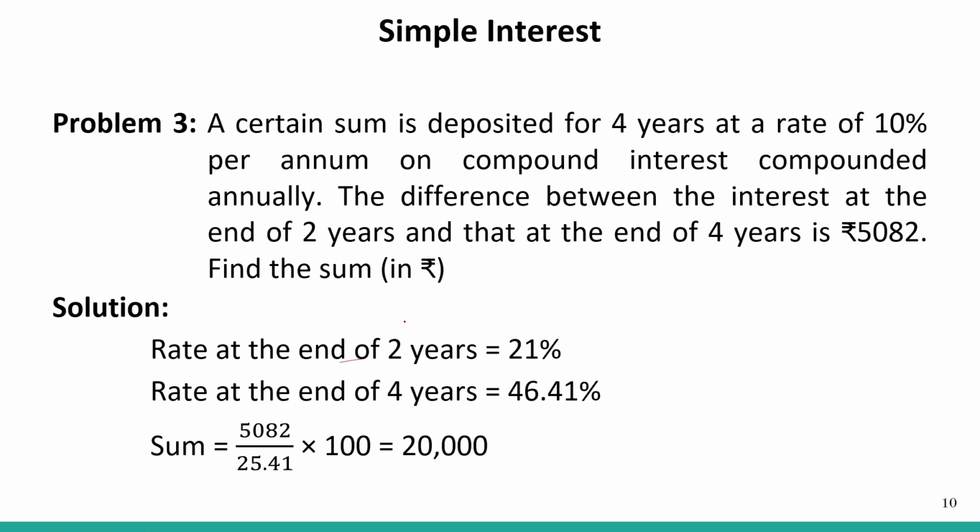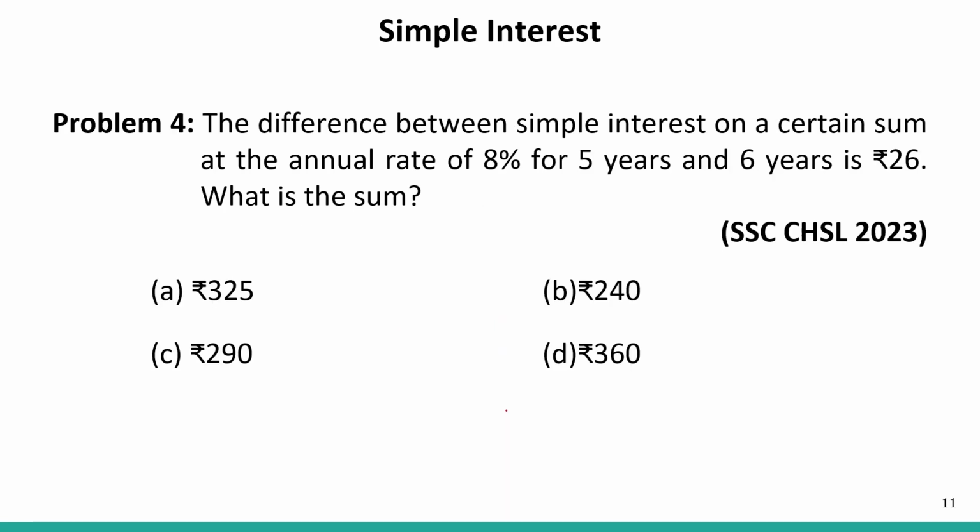So at the end of the second year, the compound interest was this much, that is equal to 21%. Interest became this much. So the interest rate compounded after 4 years will be equal to 46.41%. Okay, so sum is equal to what? This much by this into 100, right? So the difference in interest is in the denominator, and in the numerator we have the difference amount multiplied by 100, and we are left with 20,000, right? So let's see the next question, that is problem number 4.